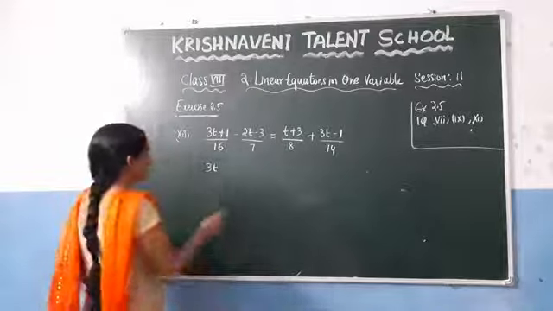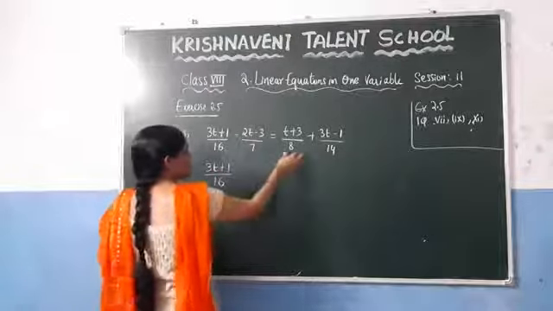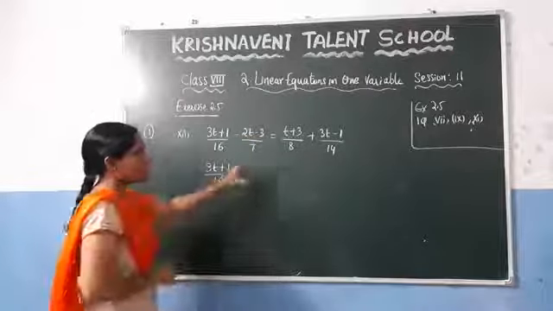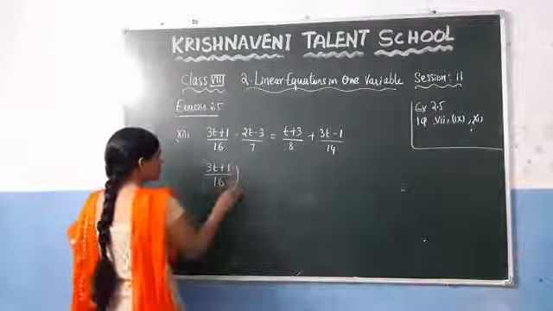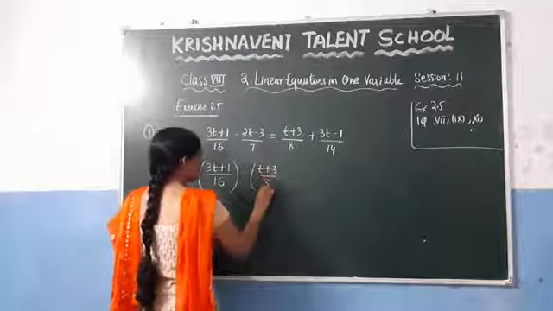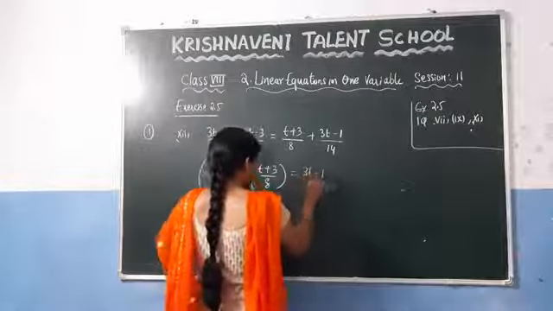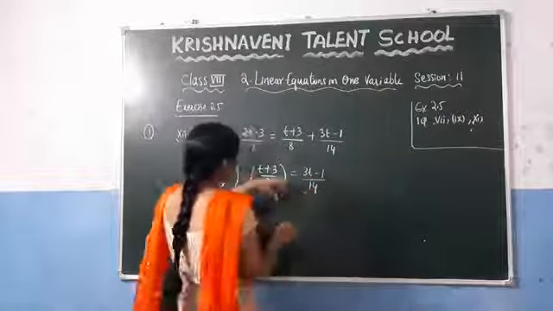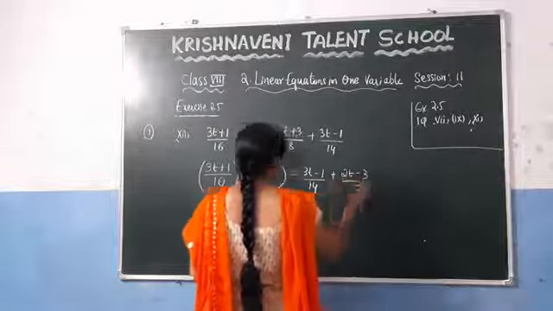For that reason, what we need to do, take (3t plus 1)/16, take this term to this side. If this term is positive, it will become negative. Now here, minus (t plus 3)/8. And what is the term left out here? (3t minus 1)/14. Take this term to this side, it will become positive, plus (2t minus 3)/7.